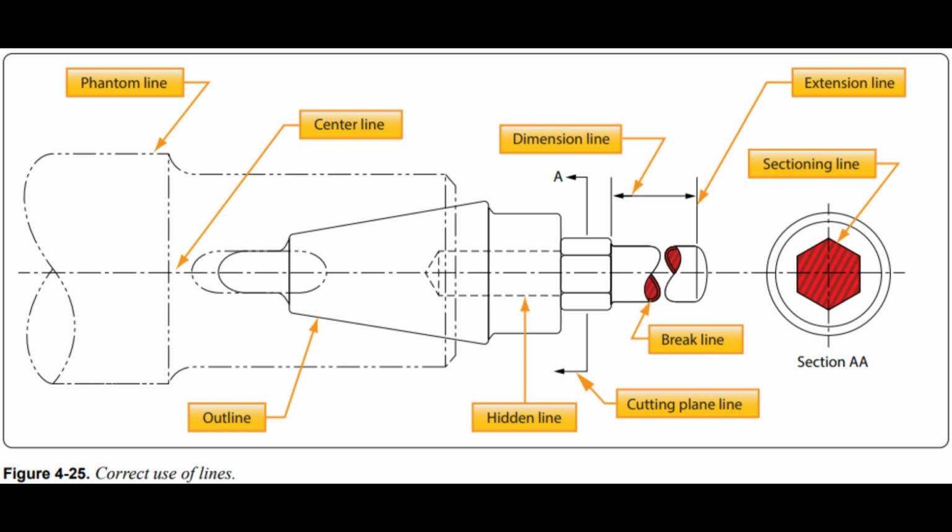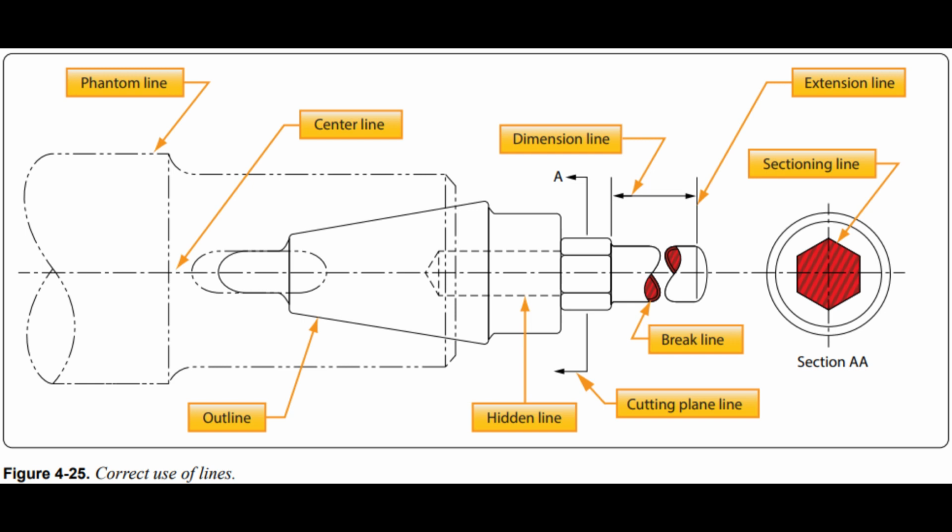Leader lines. Leader lines are solid lines with one arrowhead. They indicate a part or portion to which a note, number, or other reference applies. Hidden lines. Hidden lines indicate invisible edges or contours. Hidden lines consist of short dashes evenly spaced and are frequently referred to as dash lines.